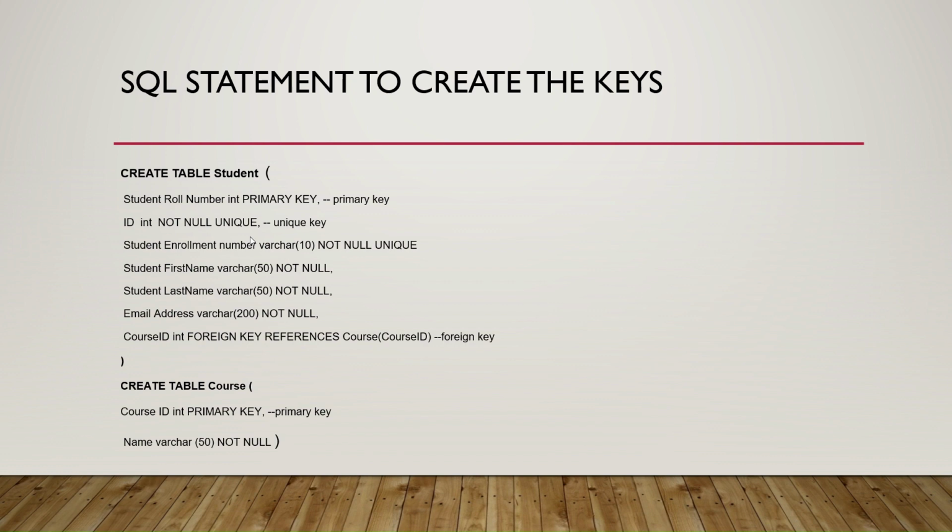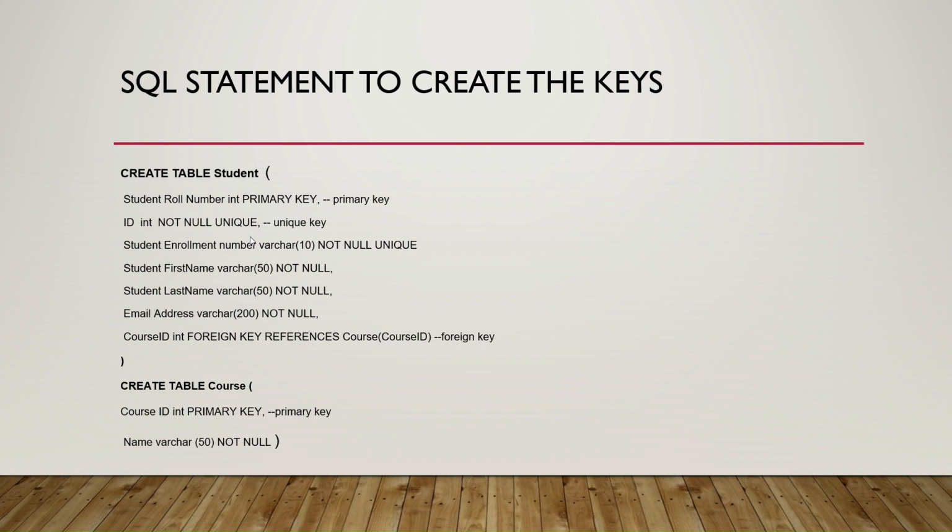We can define multiple constraints when we create a column. Likewise, the student enroll number is not null and unique. We can call this an alternate key or a candidate key because it has the attributes of the primary key. Then we have the other two columns: student first name, last name. Those are normal columns, which are not used as keys.